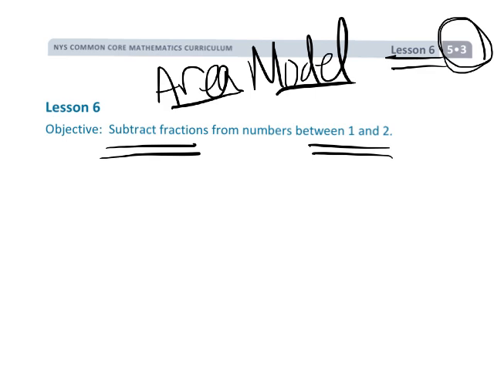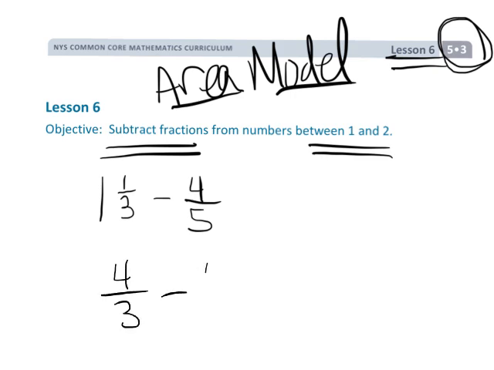So it might look like something like 1 and 1/3 minus 4/5, because that first number here is going to be between 1 and 2. But it also might look like 4/3 minus 4/5. So now it's a little harder to see that it's between 1 and 2 because it's an improper fraction, but at least you know it's greater than 1. So these are the two kinds of problems that we're going to be subtracting in this lesson.